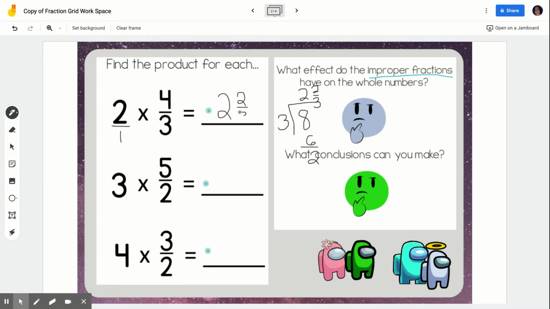So now we're going to compare these numbers. What effect did multiplying an improper fraction have on the whole number? And that's up to you to investigate. So what happened? You may need to go look in the other section and compare the two sections of just a fraction and then improper fractions.